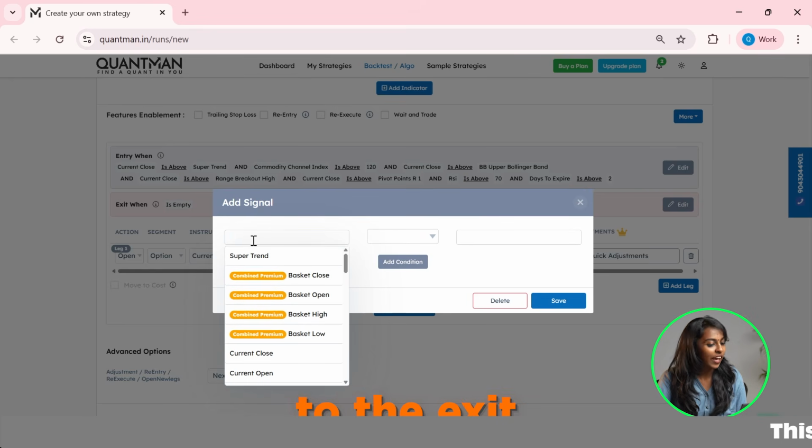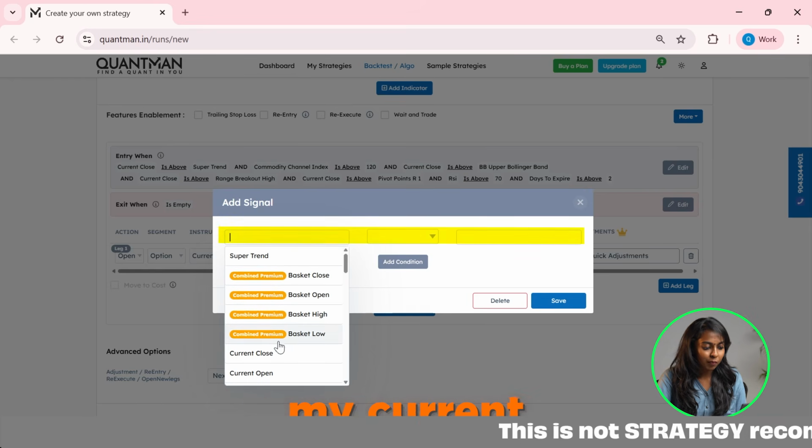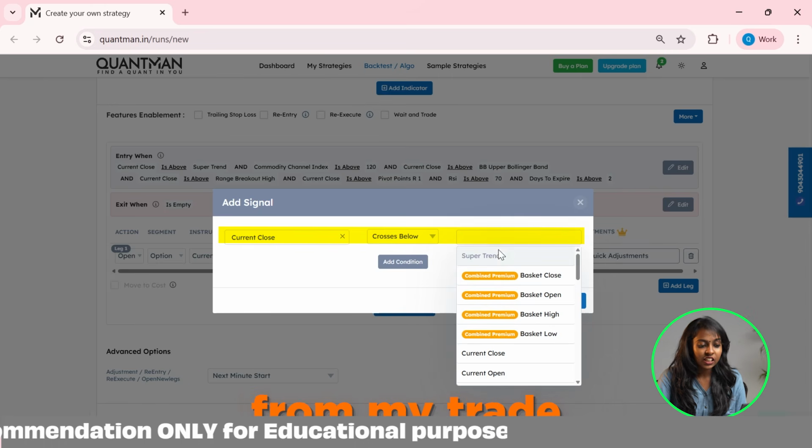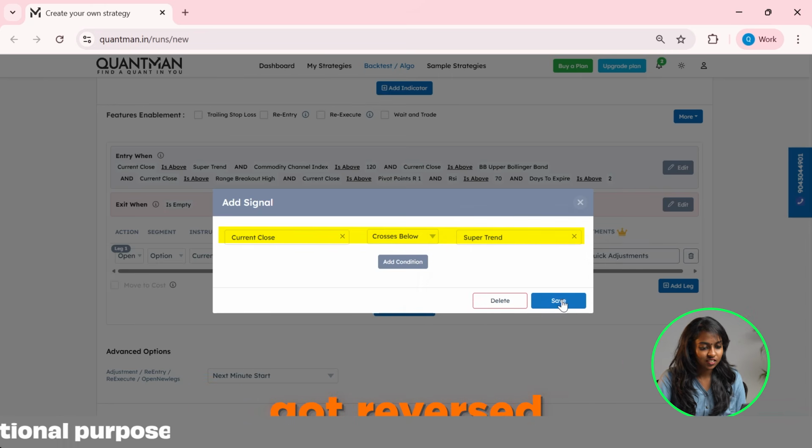Now it's time for the exit condition. Whenever my current close crosses below Super Trend, I'll be exiting from my trade, thinking the market got reversed.